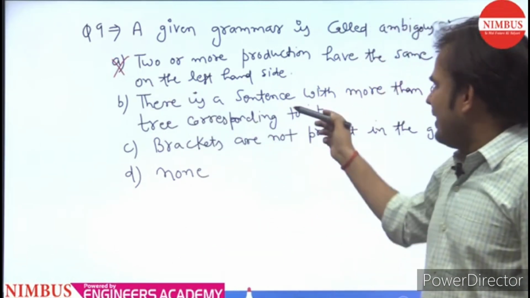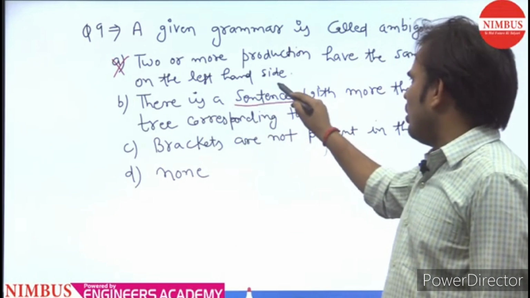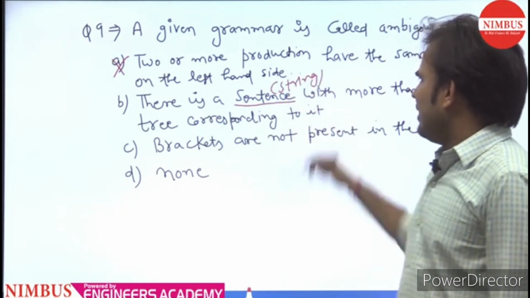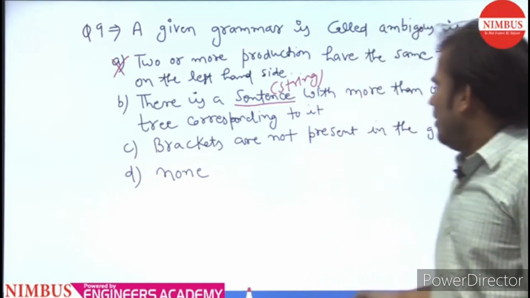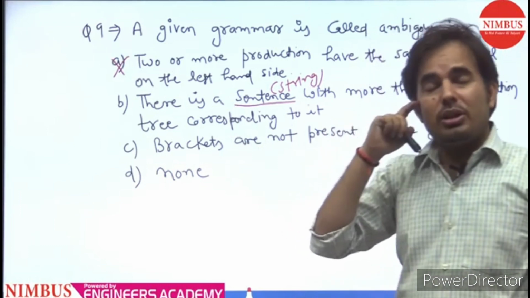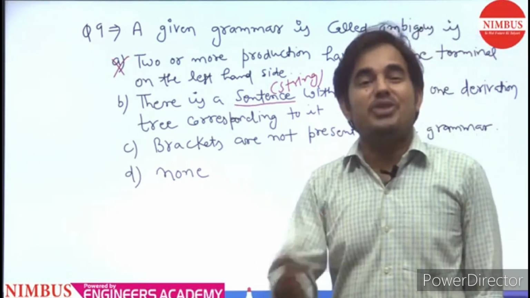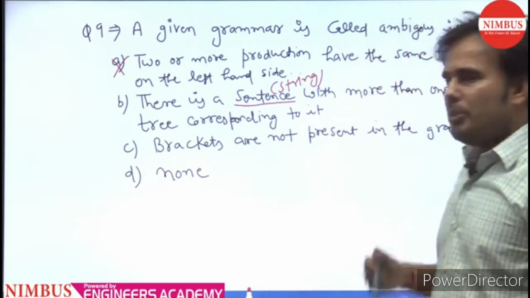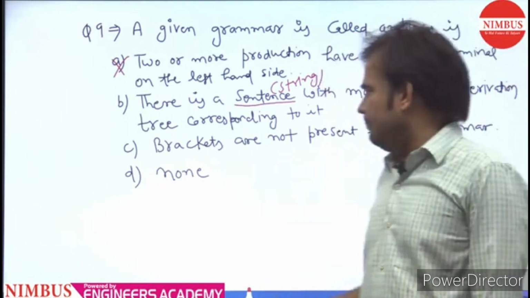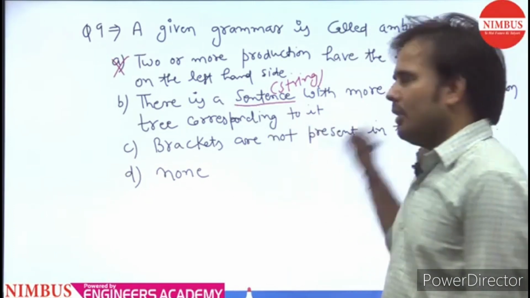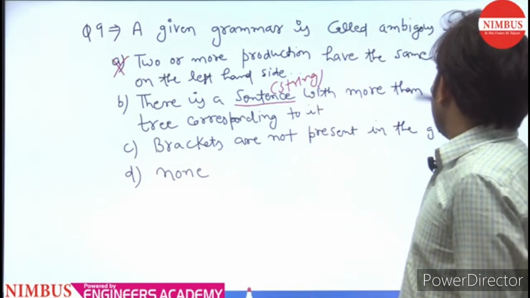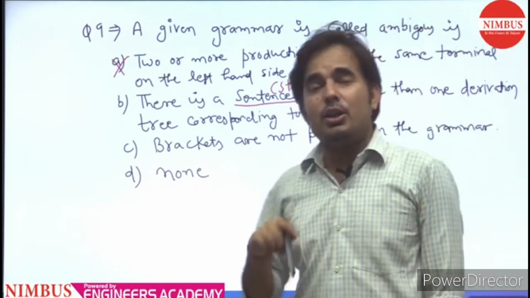Okay, let's check option B. There is a sentence. A sentence is nothing but a string, with more than one derivation tree. More than one derivation tree means parse tree. You need to understand the language. There is a sentence with more than one derivation tree corresponding to it.